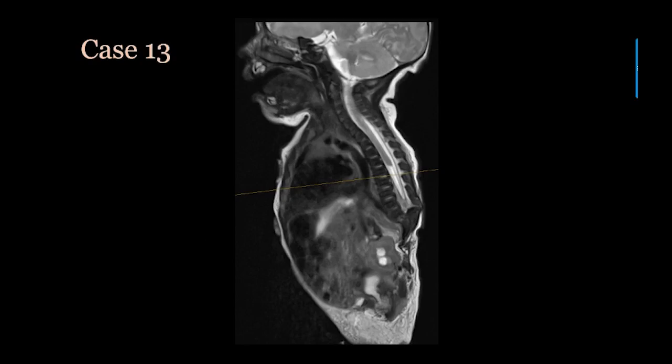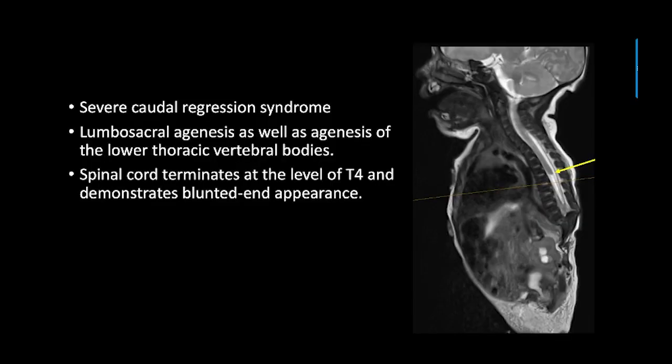Case number 13. So right off the bat, you notice that this is a quite abnormal spine. First of all, the entire length of the spine is shortened, and the bottom part of the spinal cord looks truncated and blunt. So it's a severe caudal regression syndrome. We really do not see a well-formed sacral or iliac region. It looks like the bottom of the spine and lumbosacral region is truncated.